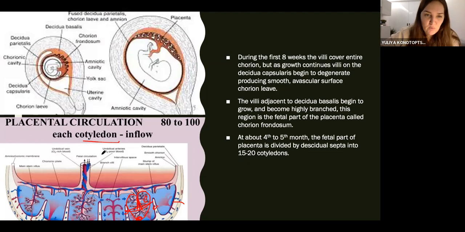So on this picture, it's very weird because they kind of skipped the tertiary villi here. So there should be another tertiary villus, there should be another tertiary villus here as well, and another one here as well. So they're all right next to each other. Okay, how many cotyledons should you have? About 15 to 20. So there are about 15 to 20 huge tertiary villi like that.